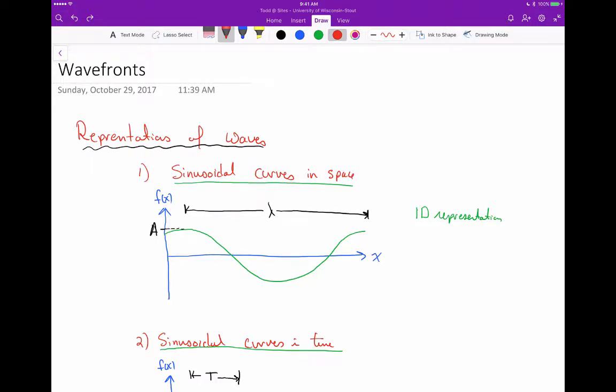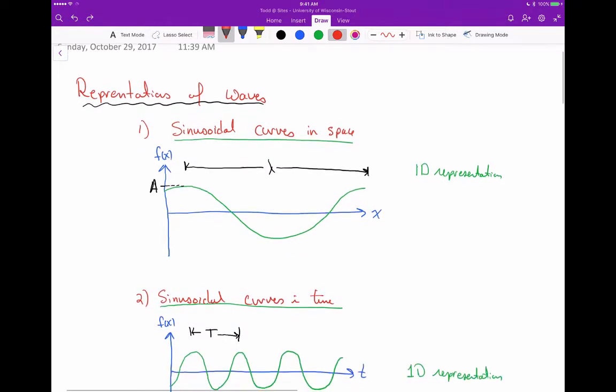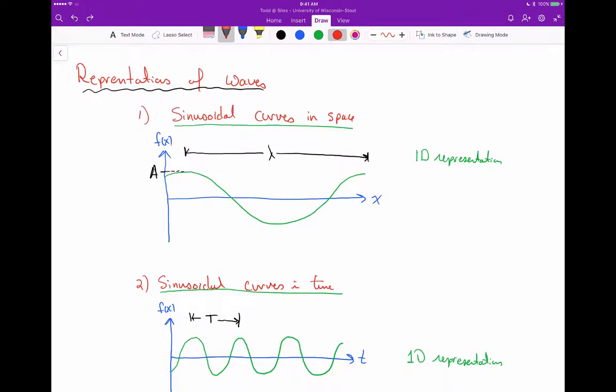So we're going to add a new way of representing waves, but let's just go ahead and review some of the ways that we've represented waves in the past. The most common thing we've done is sinusoidal curves in space. So in this case, along the y-axis, we're plotting out the function f of x that represents the wave, and then along the horizontal axis, we have our variable x representing the position in space.